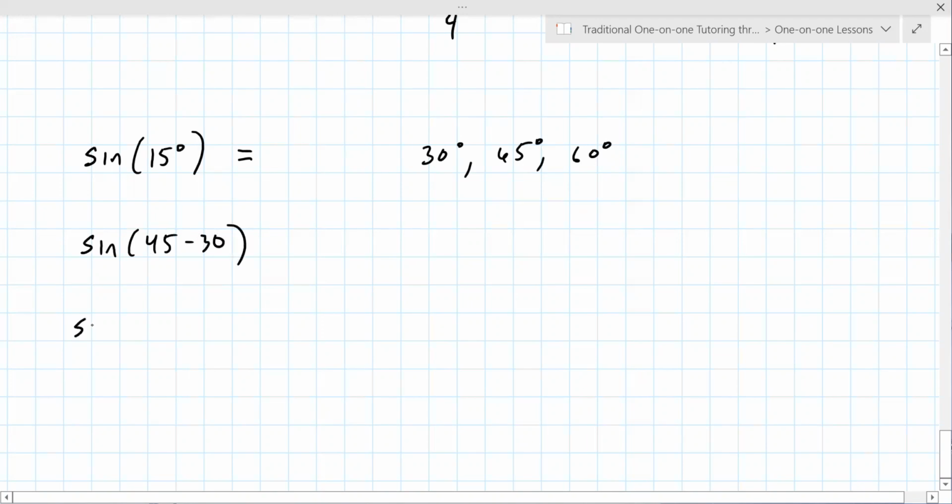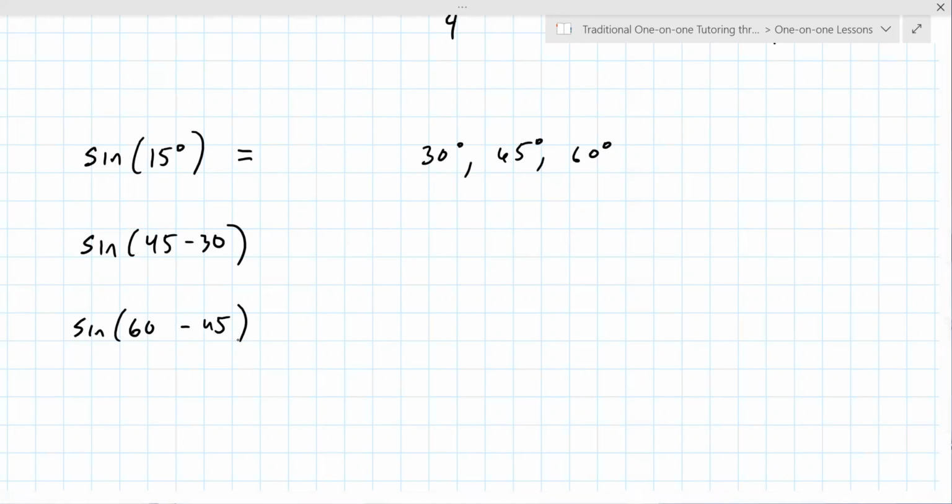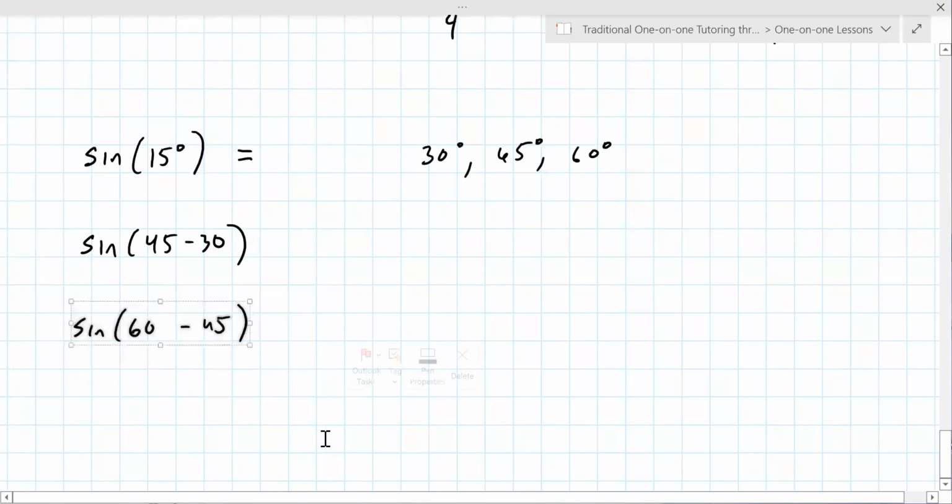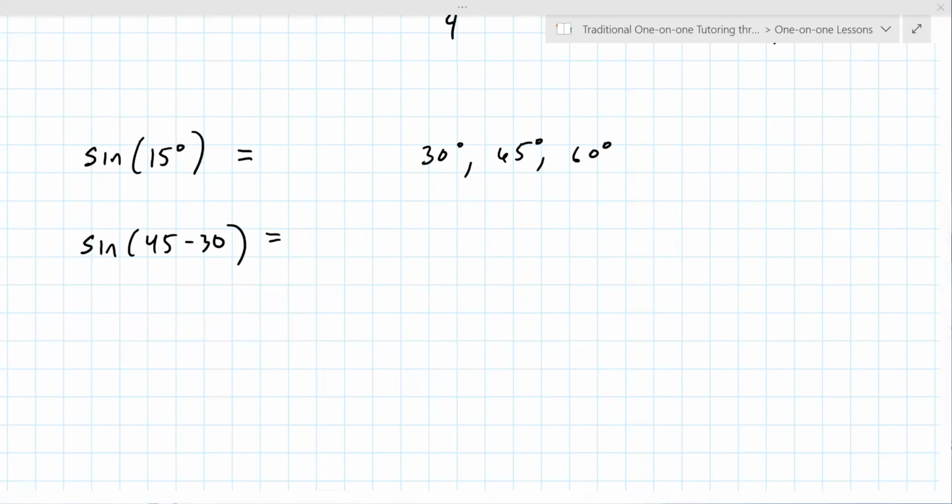Now, do you think that the sine of 60 minus 45 also works? Yes. So they both are good. Do you have a preference here for which one we pick? 45 and 30, sorry. Very good. So we're going to grab the sum and difference formula.